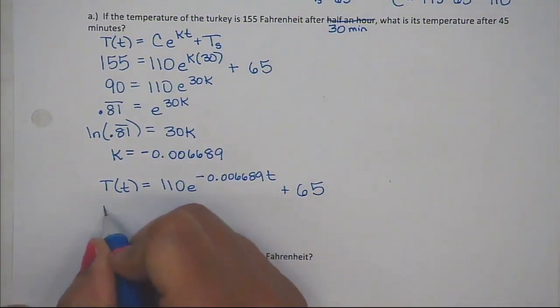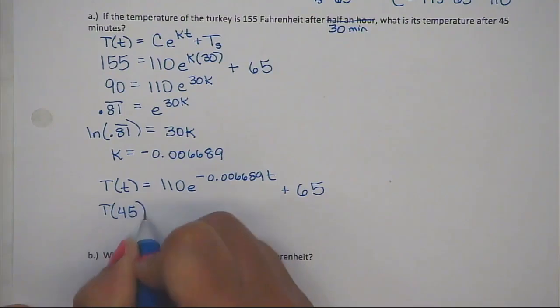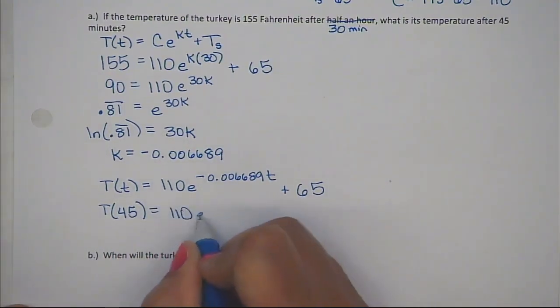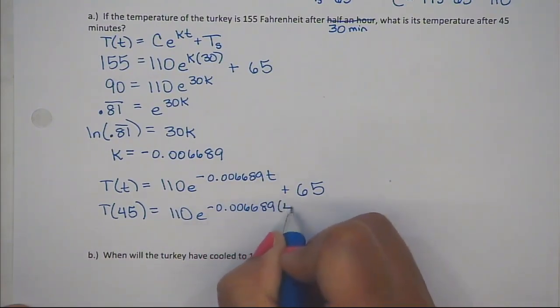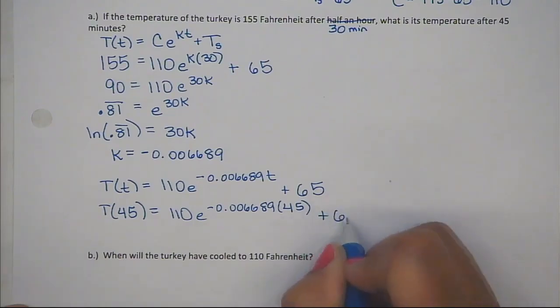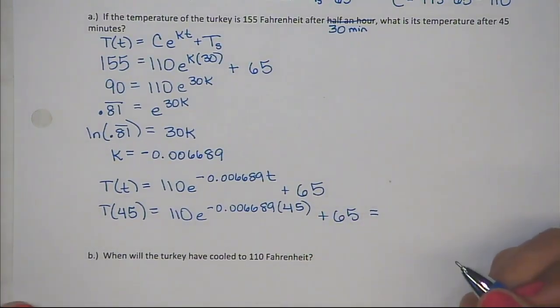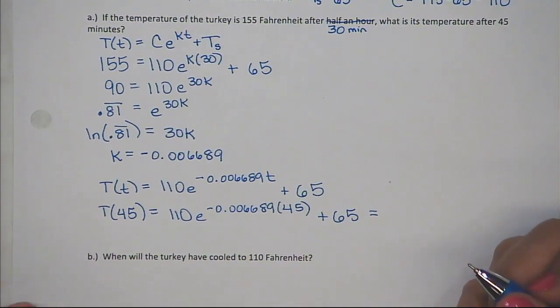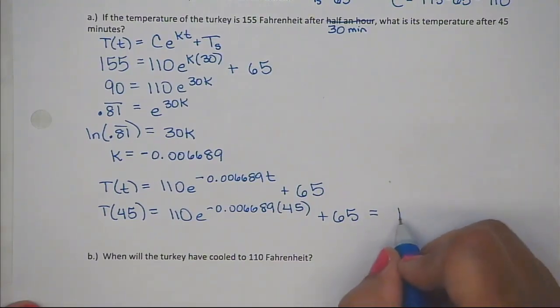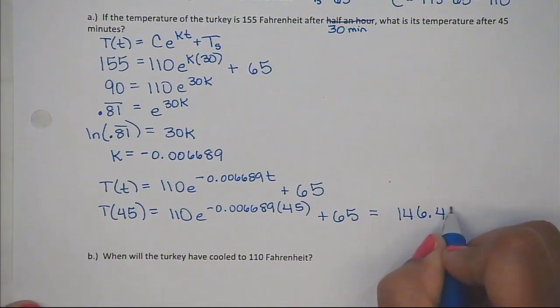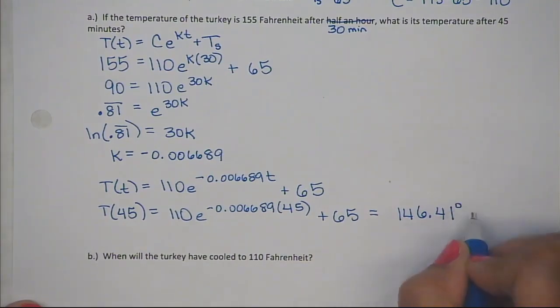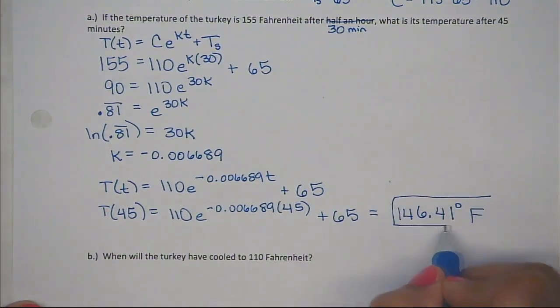Okay? So we're going to find the temperature now after 45 minutes. So all you have to do is 110 e to the negative 0.006689 times 45, and then don't forget the plus 65. So I did this in minutes. No, this is the temperature, right? Sorry, you're going to get the same temperature then. I'm sorry, I thought we were doing time. We're doing temperature. So that's what I got. So either way, you will get that, okay?